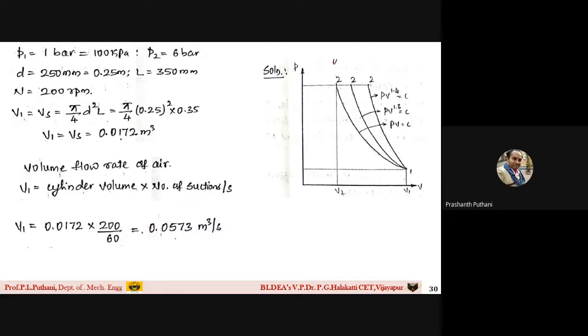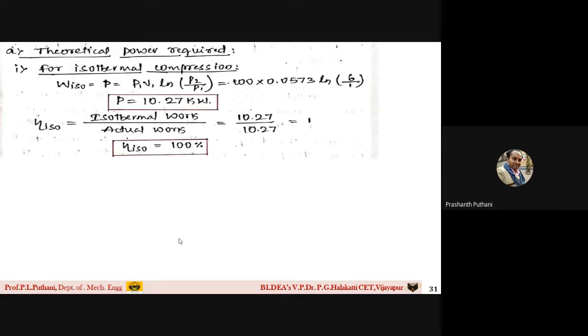Now, once more, starting first, he has asked for isothermal compression. So for isothermal compression, in your BTD subject, you have learnt the isothermal work done is given by P1 V1 ln of P2 by P1. So P1 is given in the question to you. V1 we have calculated, swept volume. P2 and P1 both are given in the question. On calculation, what do you get as the answer? You get it as 10.27 kilowatt.